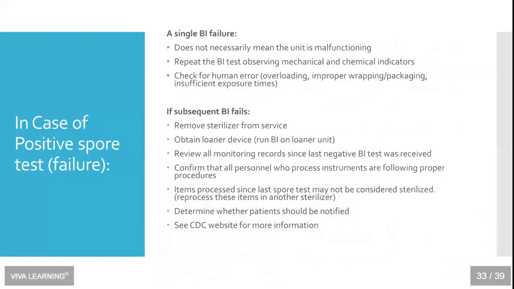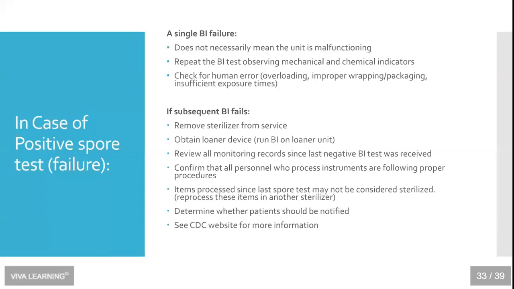Now, if you have a positive spore test, that means a failed spore test. If you have a single failed spore test, it doesn't necessarily mean that the unit is malfunctioning. Keep in mind, most process failures are due to operator error. That means somebody did something incorrectly.